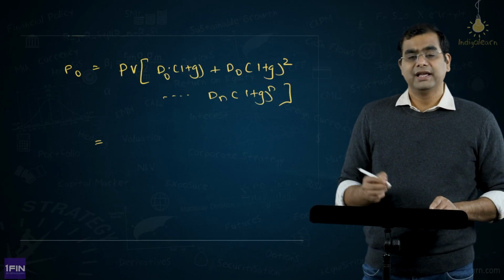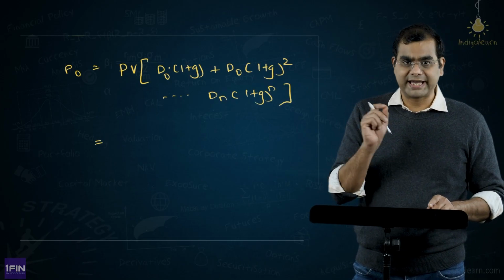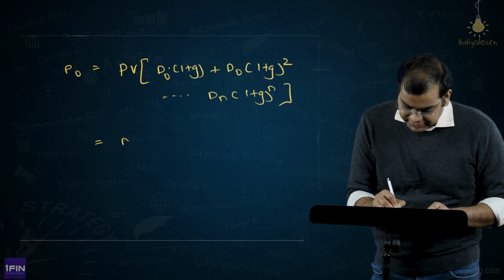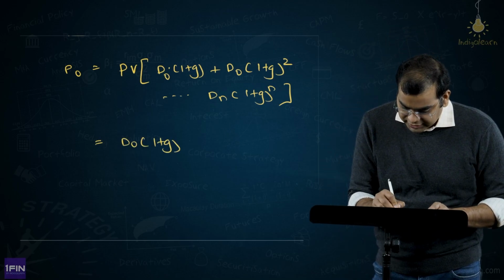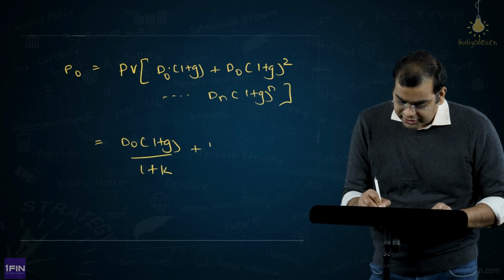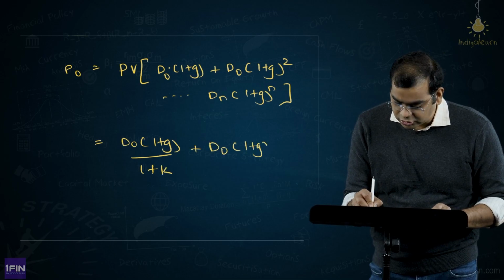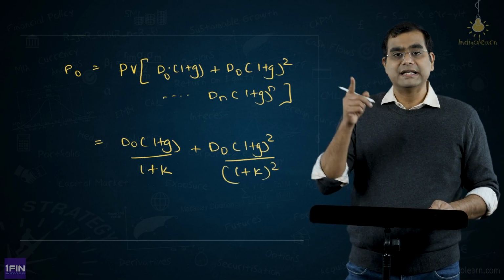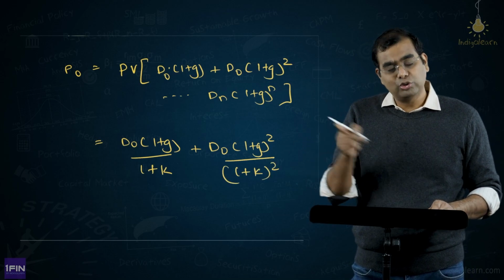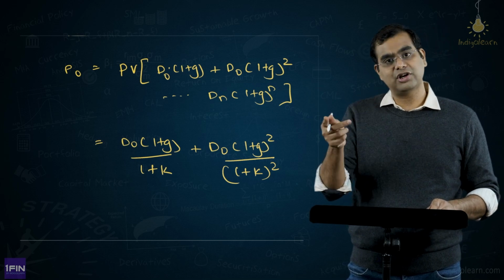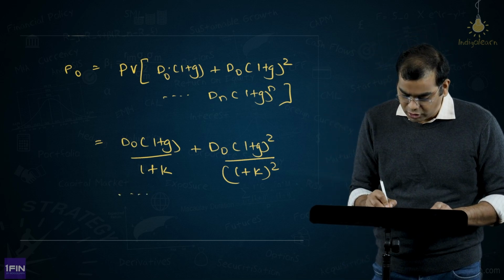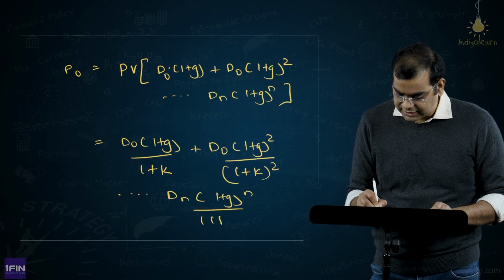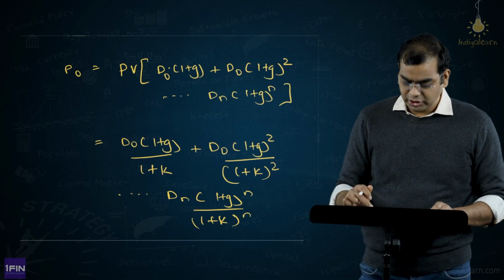How do you do present value? If the cost of equity is K, what is the present value factor? You divide by 1 plus K. So here this will be D0 into 1 plus G divided by 1 plus K. What will it be for year 2? D0 into 1 plus G whole square by 1 plus K whole square. Why whole square? You have to discount the second year's dividend 2 times. If you have to bring it to present value, you have to discount it 2 times for the same cost of equity. So like this it will go on till D0 into 1 plus G power n by 1 plus K power n. Okay.